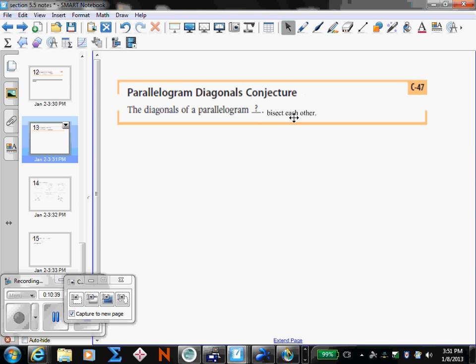And there you have it. There are the 4 conjectures concerning parallelograms. So that will apply to every square, rectangle, rhombus, or just plain old parallelogram that you have to deal with. You need to remember those 4 things about them.